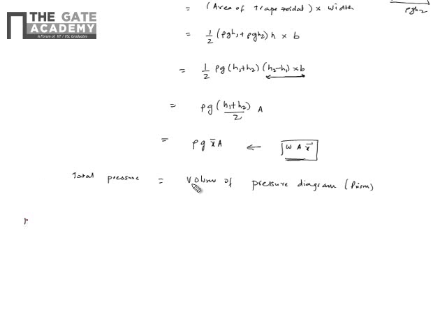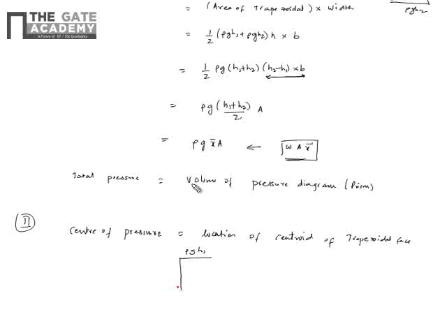The other important fact is about the center of pressure. From the derivation it turns out that the center of pressure is equal to basically the location of the centroid of the trapezoidal face. So the trapezoidal face is this, your rho g h1, your h, and this is rho g h2. So this is the trapezoidal face. So find out the centroid of this.